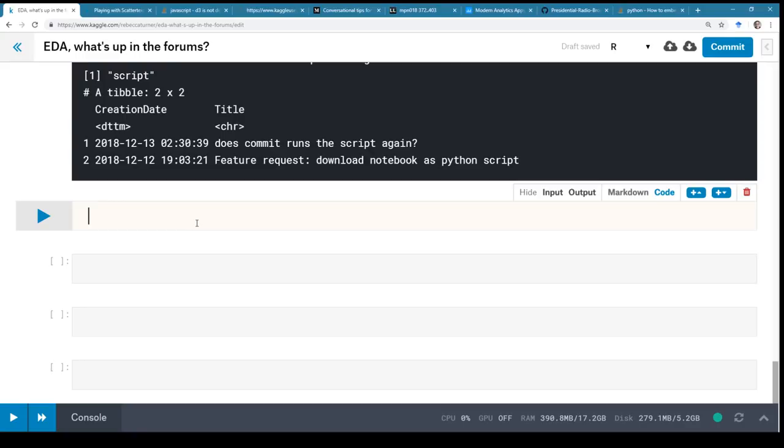And I've dropped my glasses. I'm going to put them back on. There we go. Much clearer.